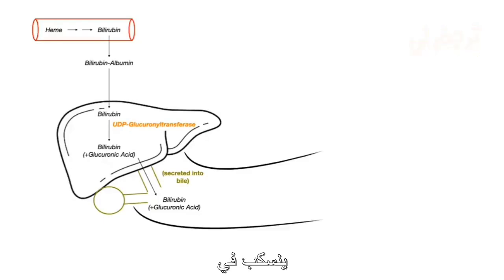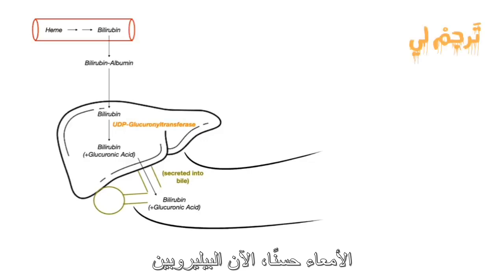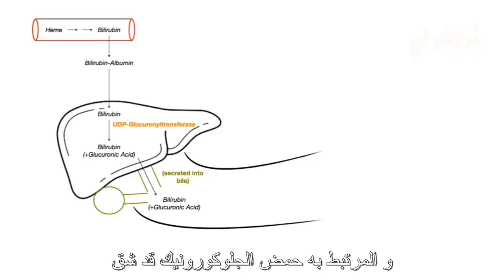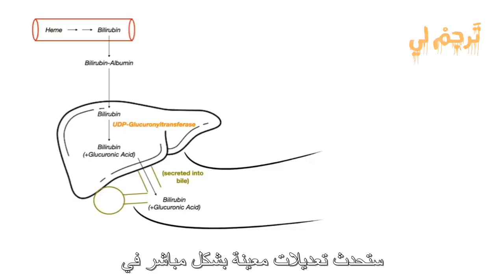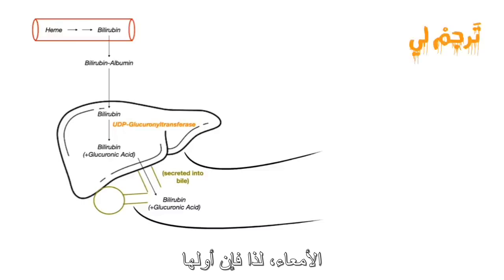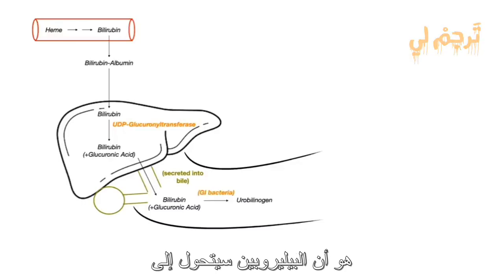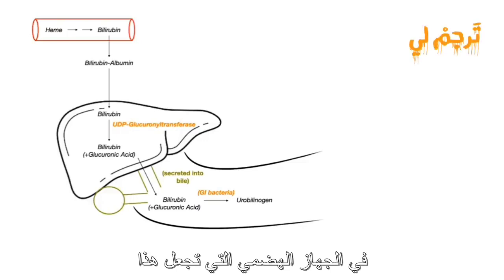Okay? So now bilirubin, which is conjugated and has its glucuronic acid attached to it, has made its way to the intestine, where certain modifications are going to occur squarely in the intestine. The first one is that bilirubin will be converted to urobilinogen, and it's actually the bacteria in the GI tract that makes that conversion possible.